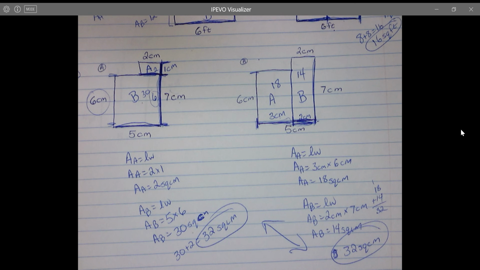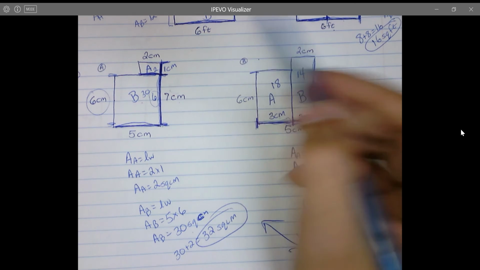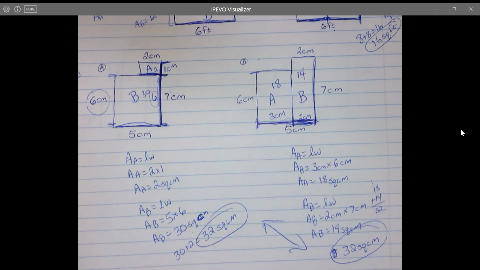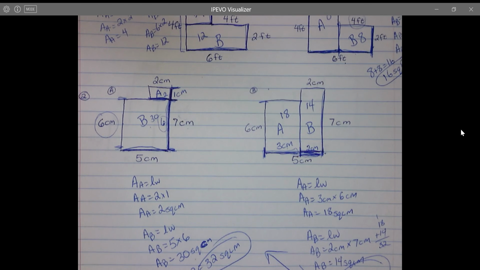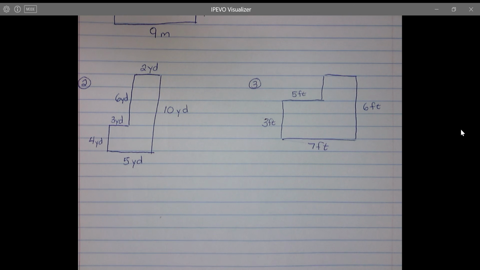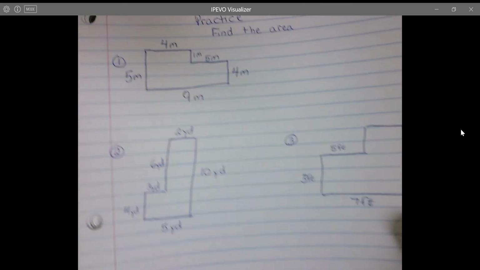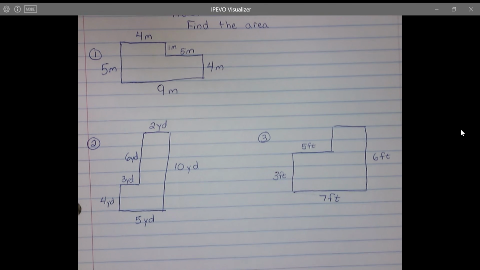Now, when you're working on problems like this, you don't have to solve it both ways. I'm just showing you that it can be done 2 different ways. So the math book didn't actually have problems on this, so I'm going to give you guys some of my own problems that you can pause the video and solve there. And I want you to find the area of these shapes.